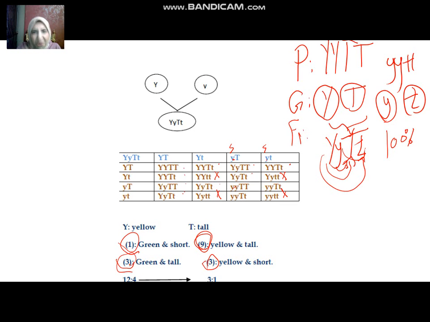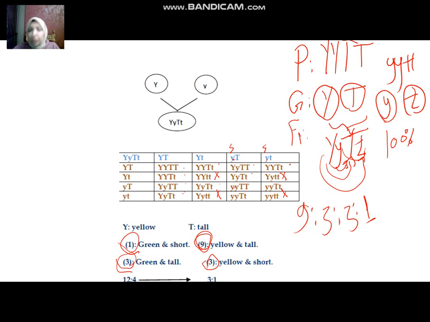So the ratio in Mendel's second law in the second generation will be 9, 3, 3, 1. 16 individuals. 9 of them carry the 2 dominant traits. 3 of them carry first dominant and second recessive. Another 3 carry first recessive and the second dominant trait, and 1 individual only carries the 2 recessive traits. There is Mendel's second law.